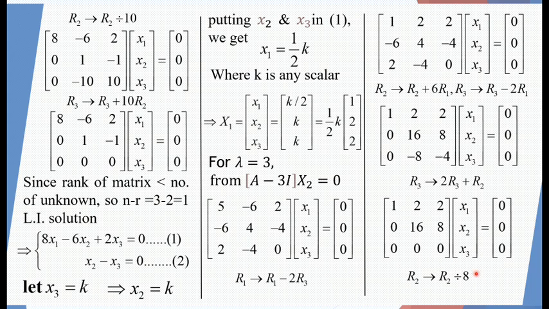So first we divide R2 by 8. So this will be this kind of matrices. So we can write this matrix in the form of equations as x1 plus 2x2 plus 2x3 is equal to 0 and 2x2 plus x3 is equal to 0. We cannot get any variable directly from these two equations. So the difference of the rank and the number of unknowns is 1. So we can take one scalar here.